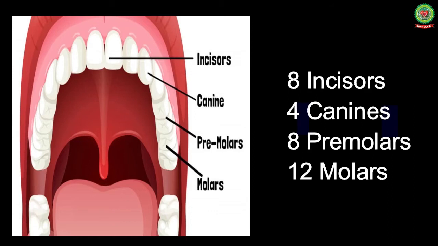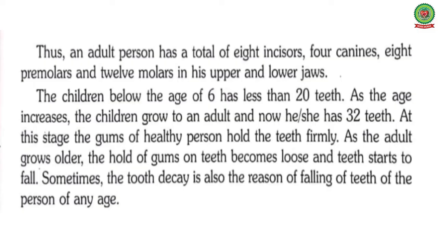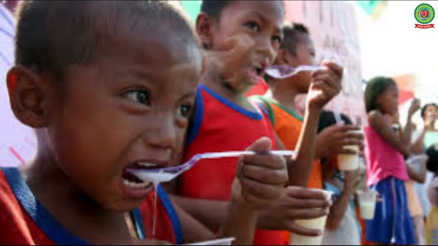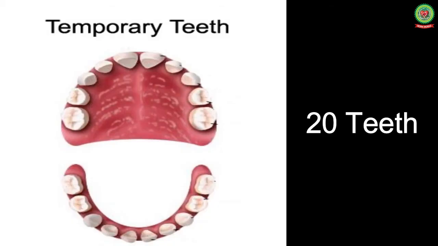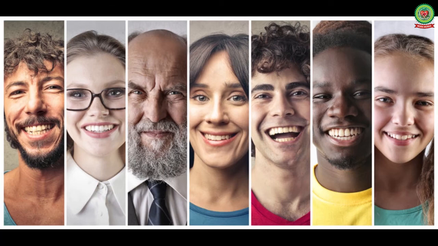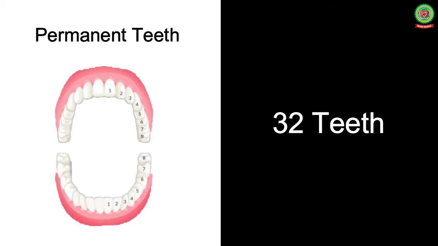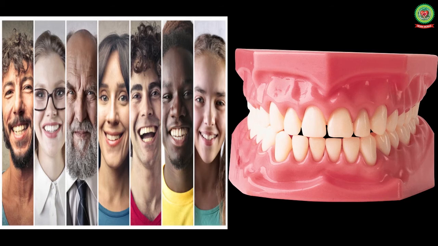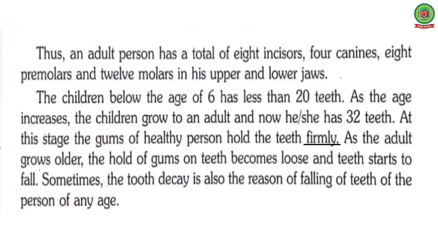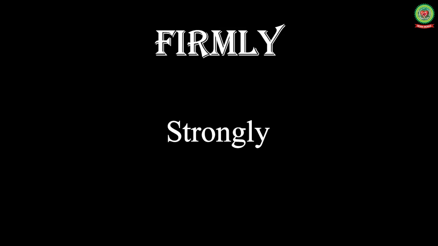If we talk about adult, an adult has 8 incisors, 4 canines, 8 premolars and 12 molars. The children below the age of 6 are having only 20 teeth. But if we talk about an adult, they are having 32 teeth. Moreover, at this age, the gums of the healthy person hold the teeth firmly. Underline the word firmly and write down its meaning, strongly.